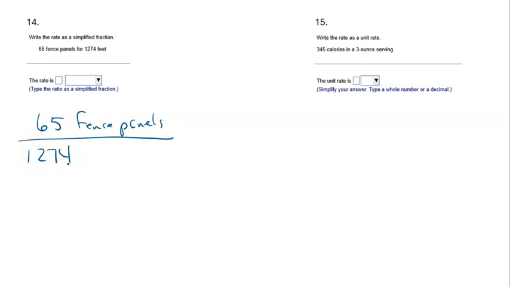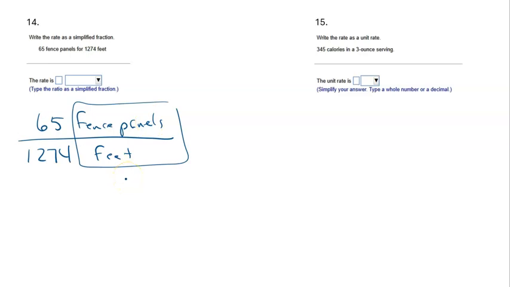All right, problem 14 and 15. And then I'm going to shut this video down and do a part 2 because I don't want the video to be so long. So write the rate as a simplified fraction, 65 fence panels for 1,274 feet. Now, are feet and fence panels measuring the same unit? They are not. So those do not cancel. So when we look at what goes in the drop-down menu here, it's going to be fence panels per feet.